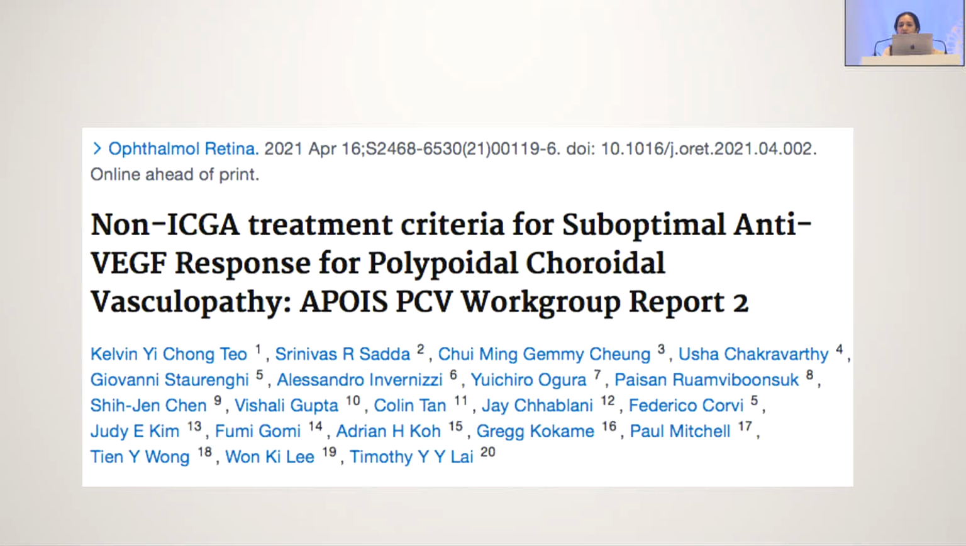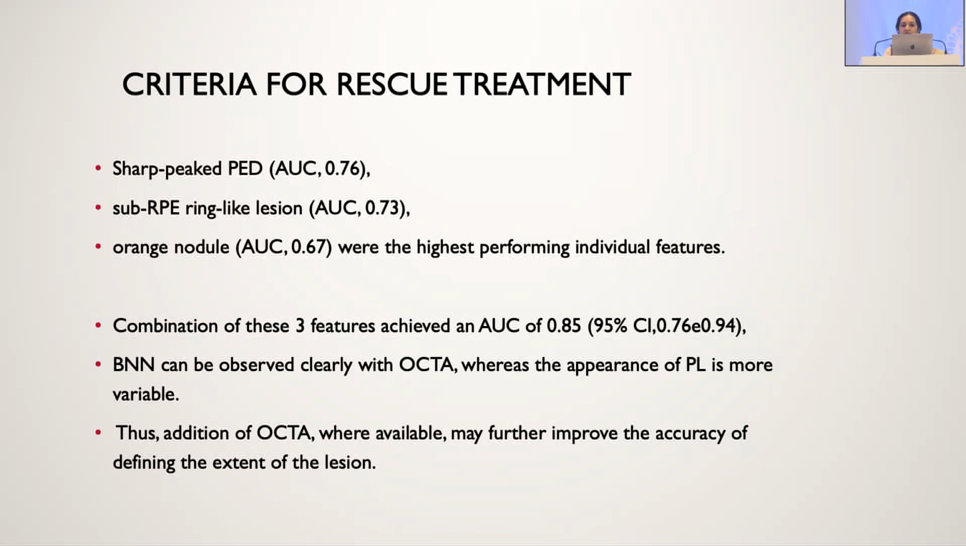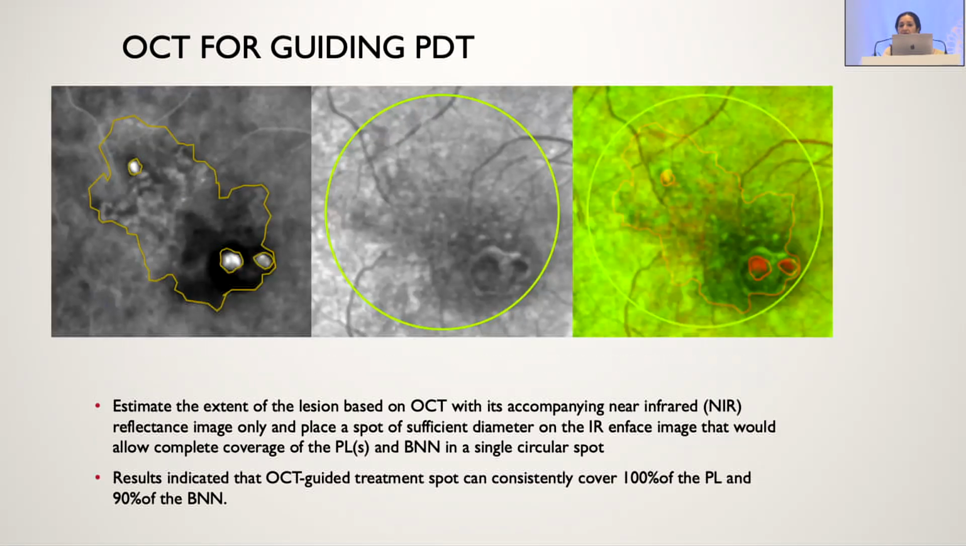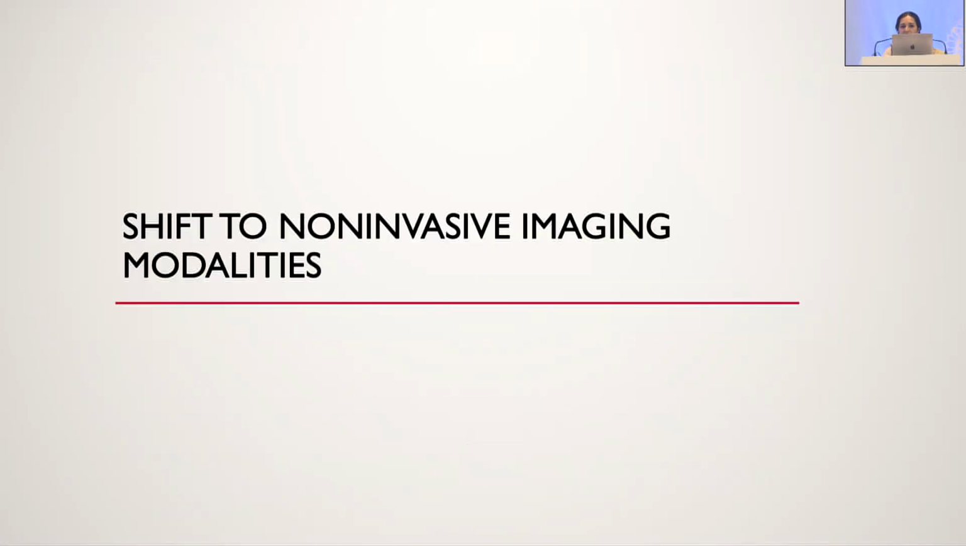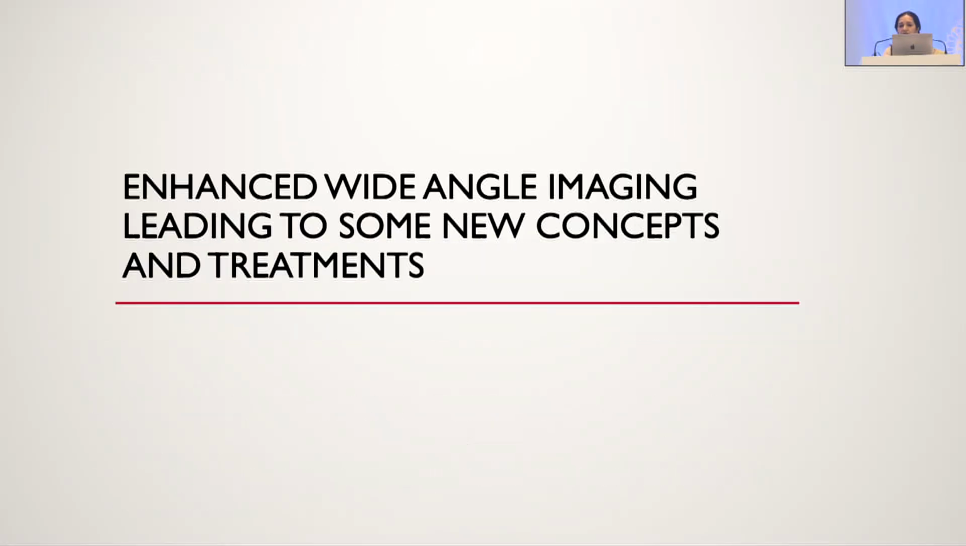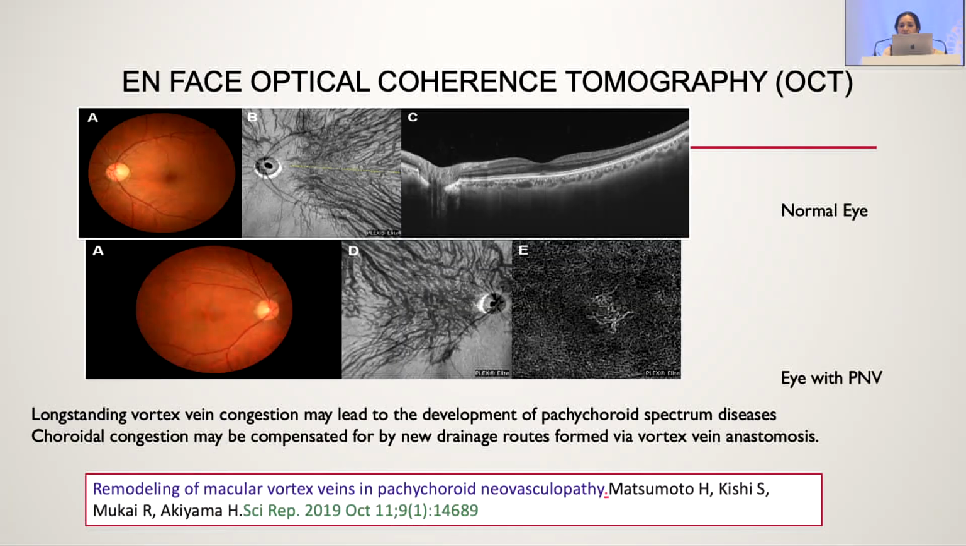So this is the APOIS PCV work group, which has given us the non-ICGA diagnostic criteria, which are the sub-RPE ring-like lesion, sharp-peaked PED, and orange nodule. And put together, these can help you diagnose PCV with a specificity of almost 80 to 90% in our cases. And you can even treat it: you can map the area on an en face OCT picture, and you need not have ICG to give you the GLD for doing PDT. So a definite shift to non-invasive imaging and investigation modalities.